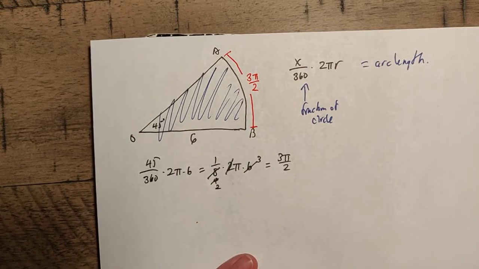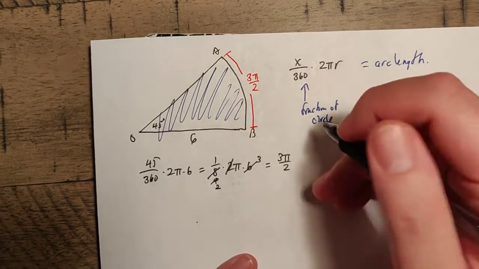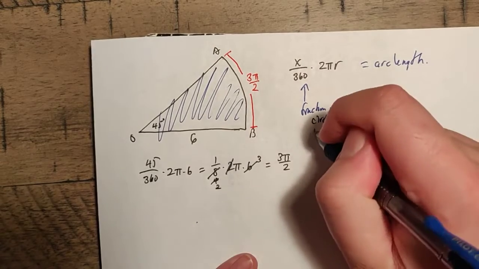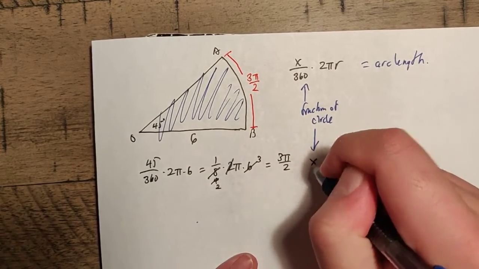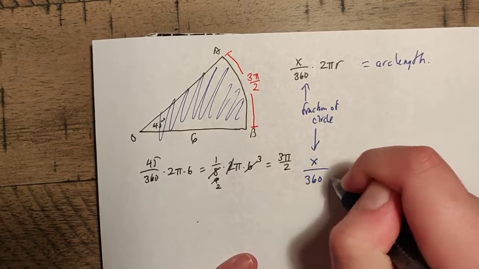Right, there's the fraction of the circle here. So we're still going to need that. Definitely, it makes sense for us to do something like this here. Where we're going to have the fraction of the circle again. We're going to have x over 360 pop up again here.